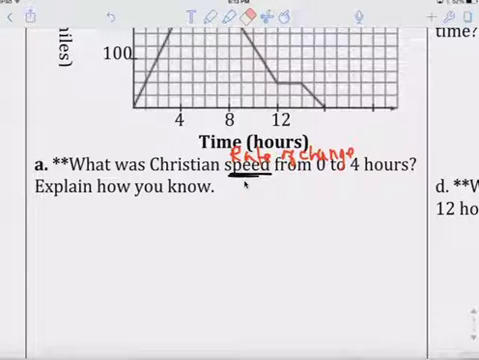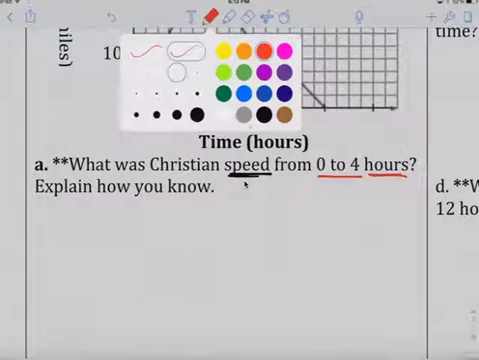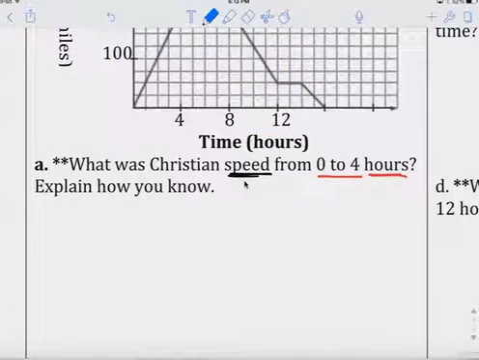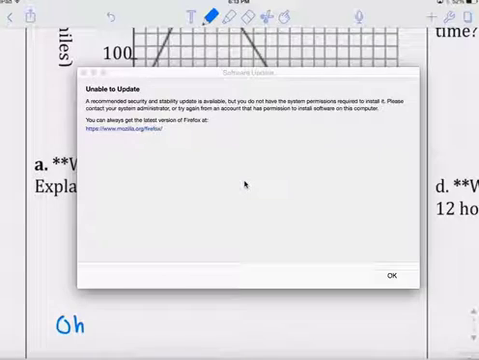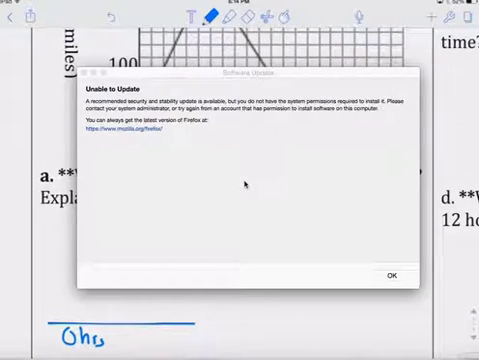The rate of change from 0 to 4 hours. Explain how you know. What's the rate of change? I'm going to explain how we do this so that we can do it like in class. We did 0 hours first. At 0 hours, Christian is at 0 miles.